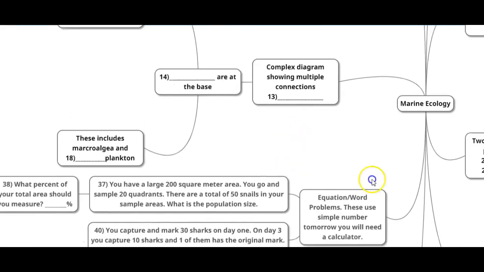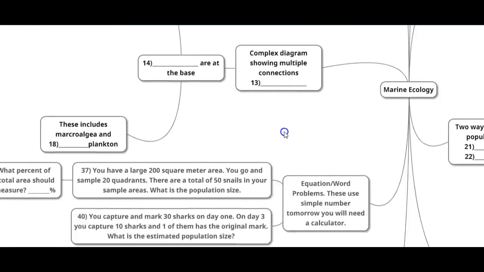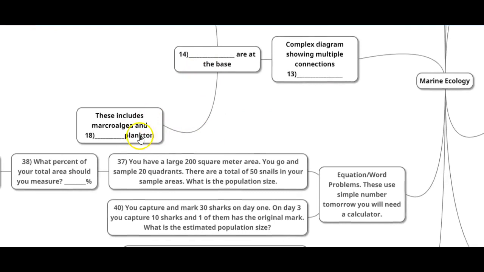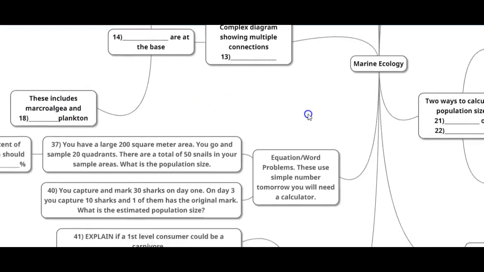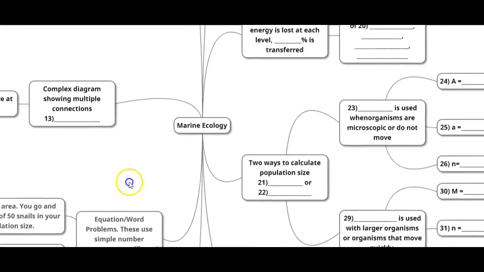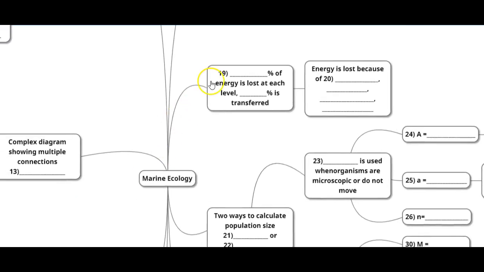All right, moving on to number 19. Producers are at the base. This includes macroalgae and phytoplankton. Phytoplankton on that one. All right, let's move over to 19. So 90% of energy is lost at each level. Basically, this means that 10% is transferred.